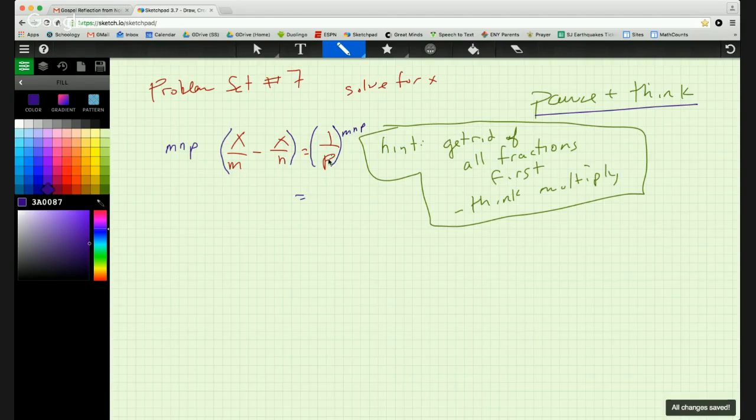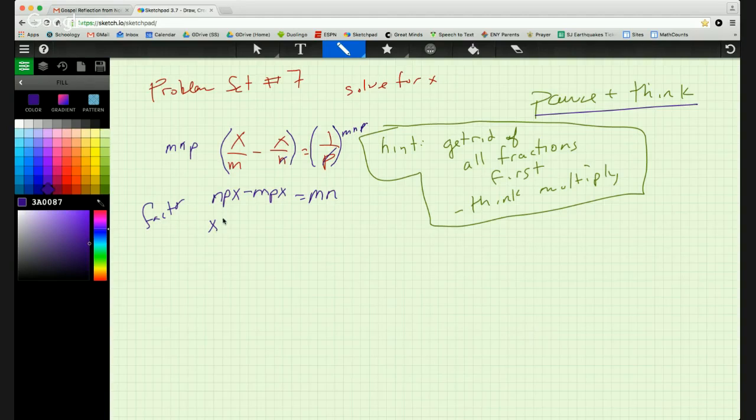So let's look at the right side. If I multiply 1 over p times mnp, my p's will cancel, and I get mn. If I multiply x over m times mnp, my m's will cancel, and I'll get npx. Similarly, if I multiply mnp times x over n, my n's will cancel, and I'll get mpx. So I now have a problem that's like the one we did on the last page. So I'm just going to factor.